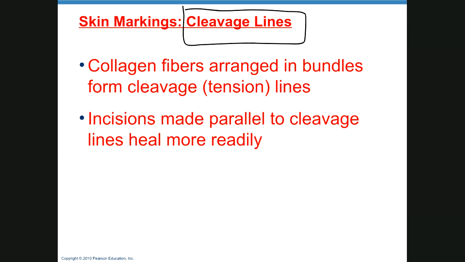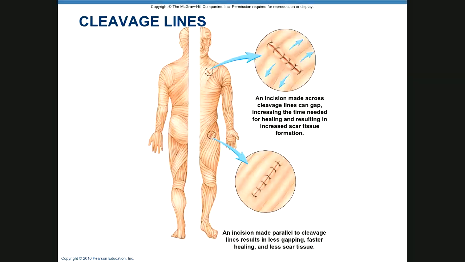So these cleavage lines are mapped out over the skin all over the body, and surgeons know the direction of the cleavage lines so that they know to make their incisions parallel to the cleavage lines, and that's going to reduce scarring. If you cut across cleavage lines, it will be harder for the dermis to repair, and you'll end up with a worse scar. So you should know what we mean by cleavage lines and what the importance of these lines is.